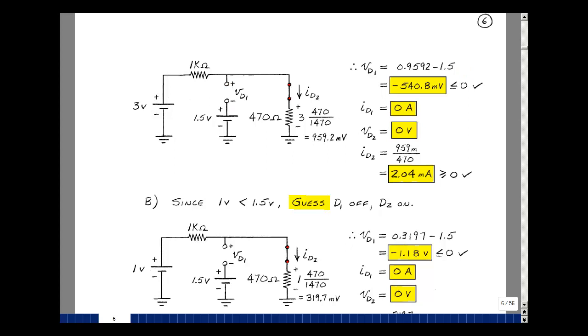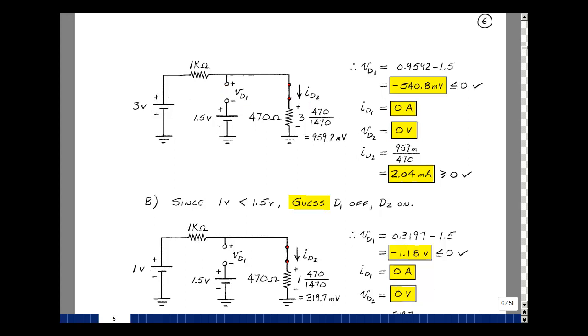The voltage across this diode is going to be this node voltage, which is the 959.2 millivolts minus 1.5 volts. That turns out to be minus 540.8 millivolts, and that of course is less than or equal to 0. The current in diode 1, because it's an open circuit, is going to be 0, so we get that automatically. And then for diode 2, it's going to be a short circuit based on our guess. Let's find the current in this diode, which is also the current in this resistor. We know the voltage across it, so let's divide it by 470, and that's 2.04 milliamps, and of course that's greater than or equal to 0, so those are consistent, and so the first diode is an open and the second is a short.